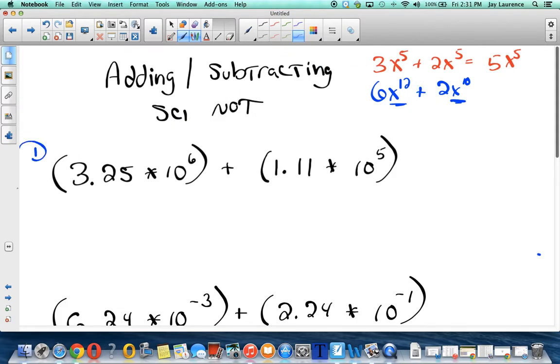See problem number 1 here? I've got 3 and 25 hundredths times 10 to the 6th plus 1 and 11 hundredths times 10 to the 5th. These don't match. They're not like terms. Now with scientific notation, I can make them like terms, and when I do, then I can add. So let's make them like terms. Now I'm not going to change them both. I'm just going to change one of them.